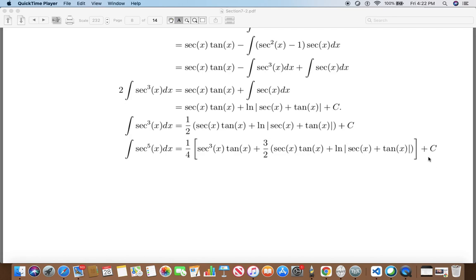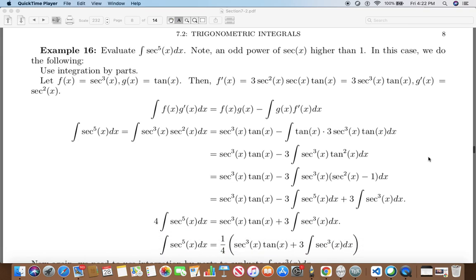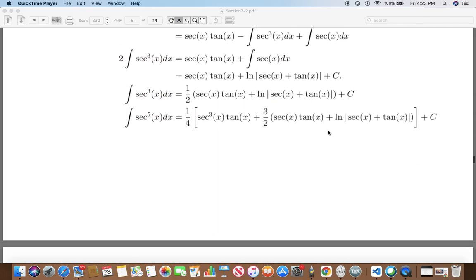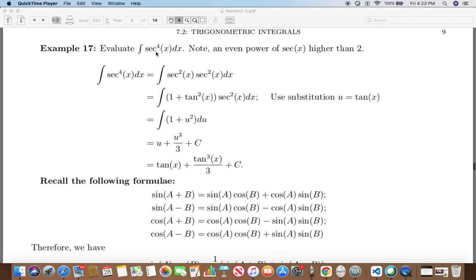So you notice this is a long solution because secant is by itself in odd power. Okay, it takes some work to keep going. Let's look for one more example. What happens when you have secant to the even power? This is much easier. You don't need integration by parts. Even power, simply split out a secant squared.